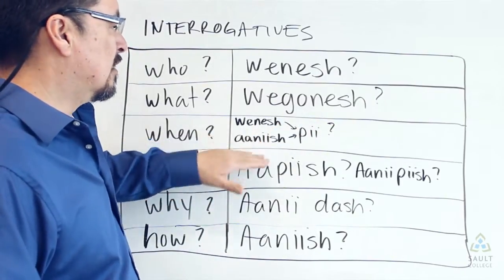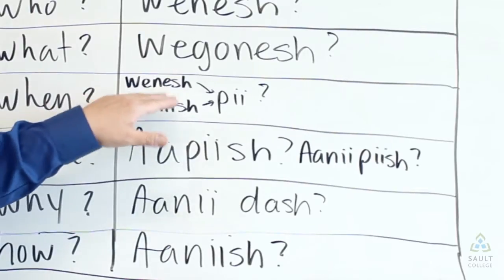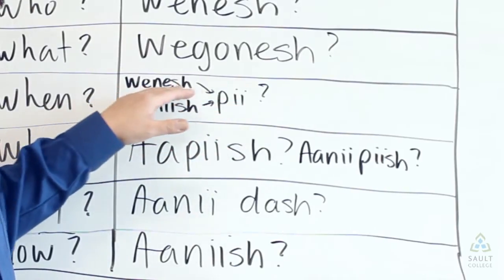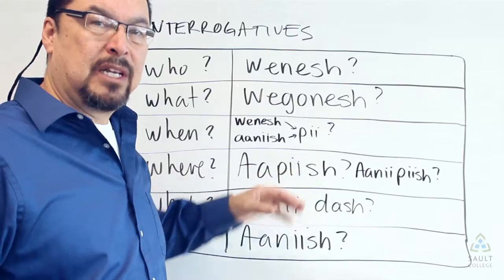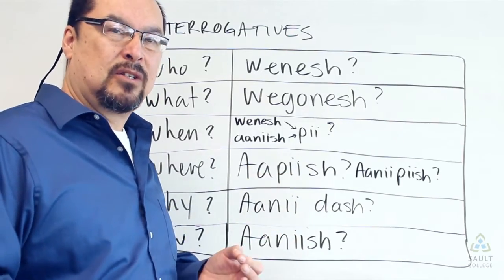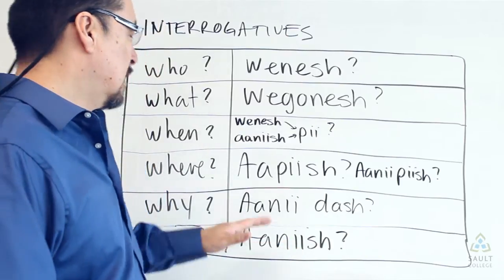When? There's two ways of saying this. You can say wenesh pi or anish pi. Wenesh pi, anish pi. Anish pi wanamajame. When are you going to leave? When are you heading out?